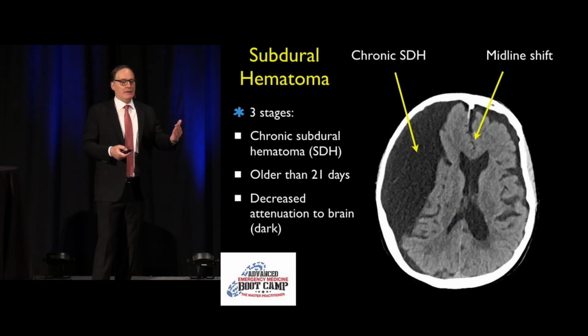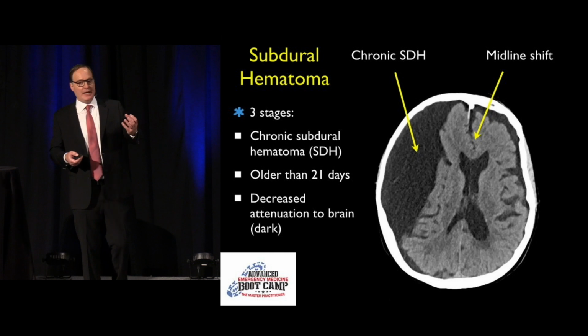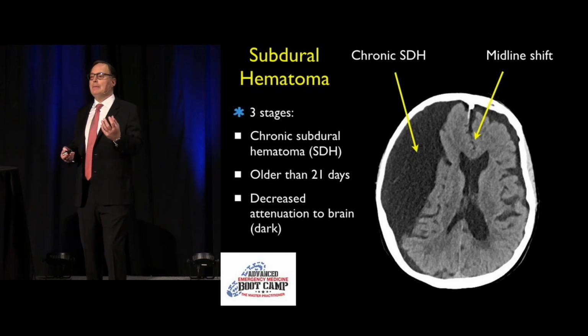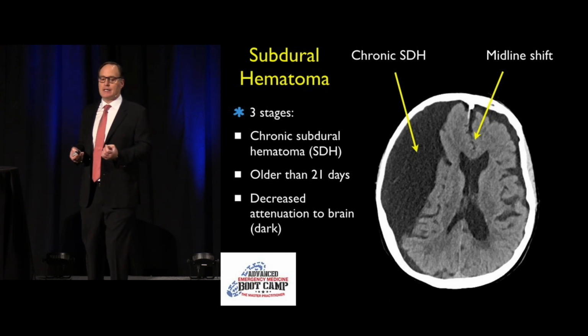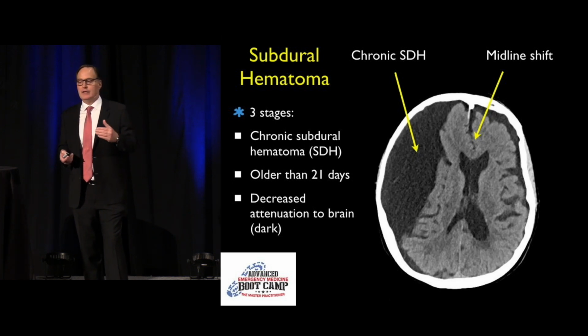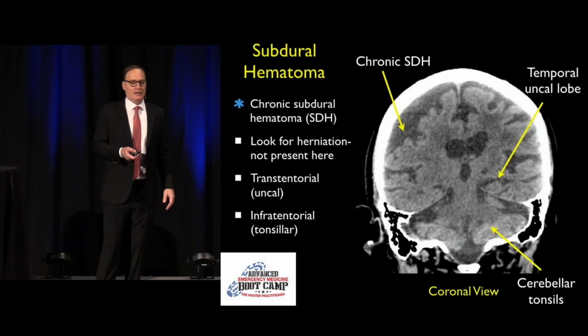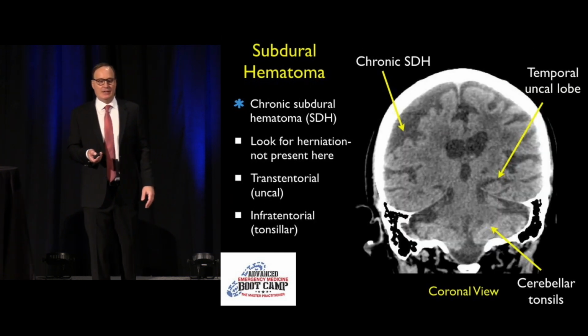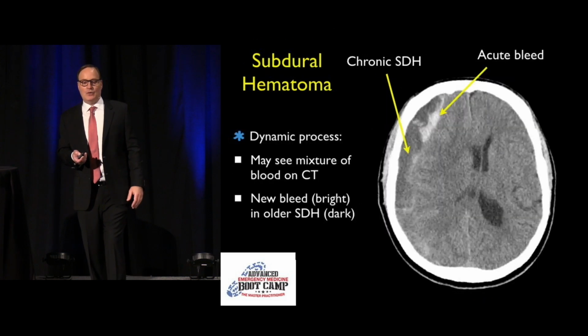Later in time, as blood breaks down, it becomes dark or hypoattenuated. And this is a chronic subdural after 3 weeks. The chronic subdural will look dark, okay? And you can usually pick them up like this. Here's a chronic subdural, and you can see that it's basically just dark all the way down.